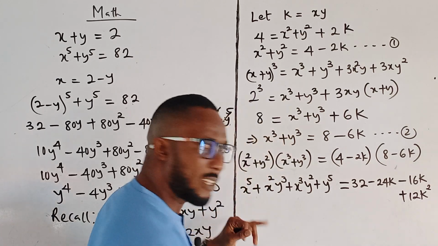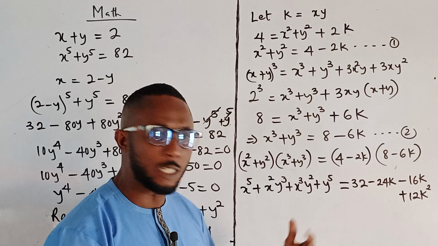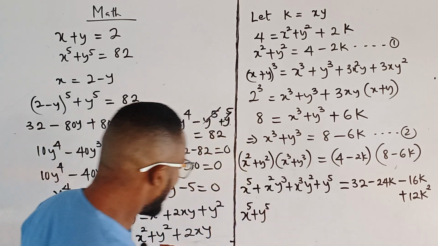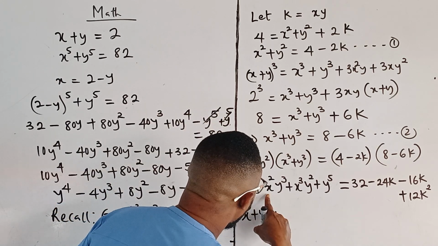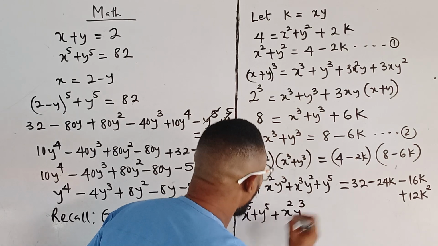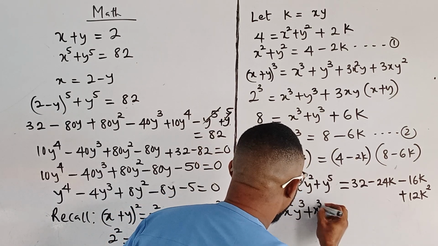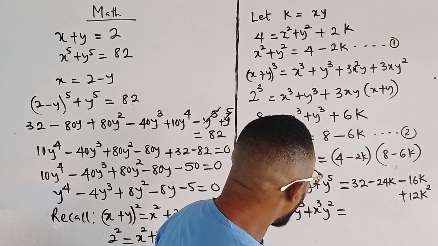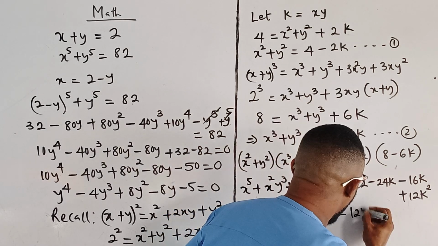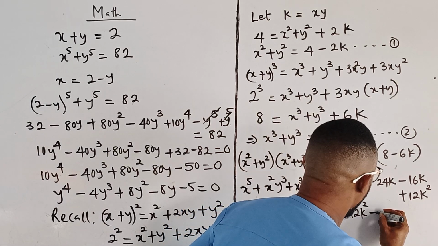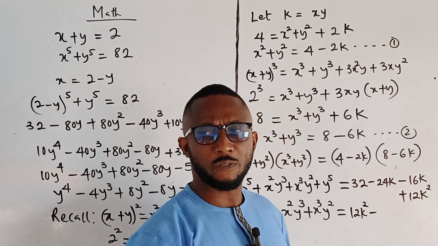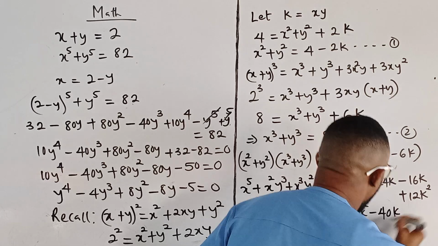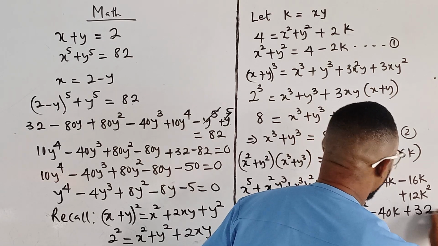Now, the left-hand side, I have to clean it up. I'll write x to the 5th plus y to the 5th. Then I'll write x squared y cubed. Then I'll write x cubed y squared. Then to the right, I'm going to be having 12k squared, minus negative 24k and negative 16k. That will give negative 40k plus 32.